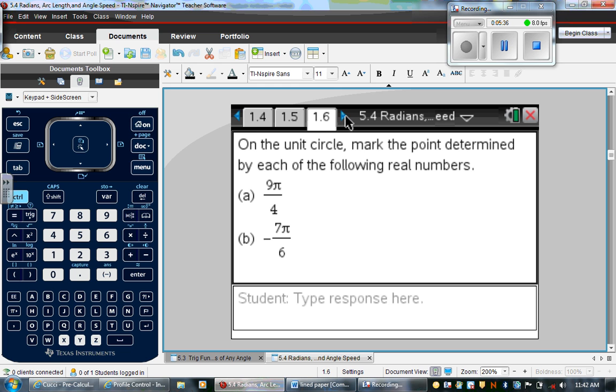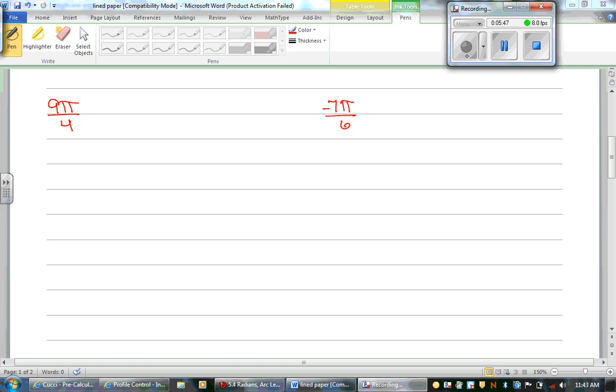On the unit circle, mark the point determined by each of the following real numbers. We have 9 pi over 4 and negative 7 pi over 6. We can think of 9 pi over 4 as 2 pi plus 1/4 of a pi.